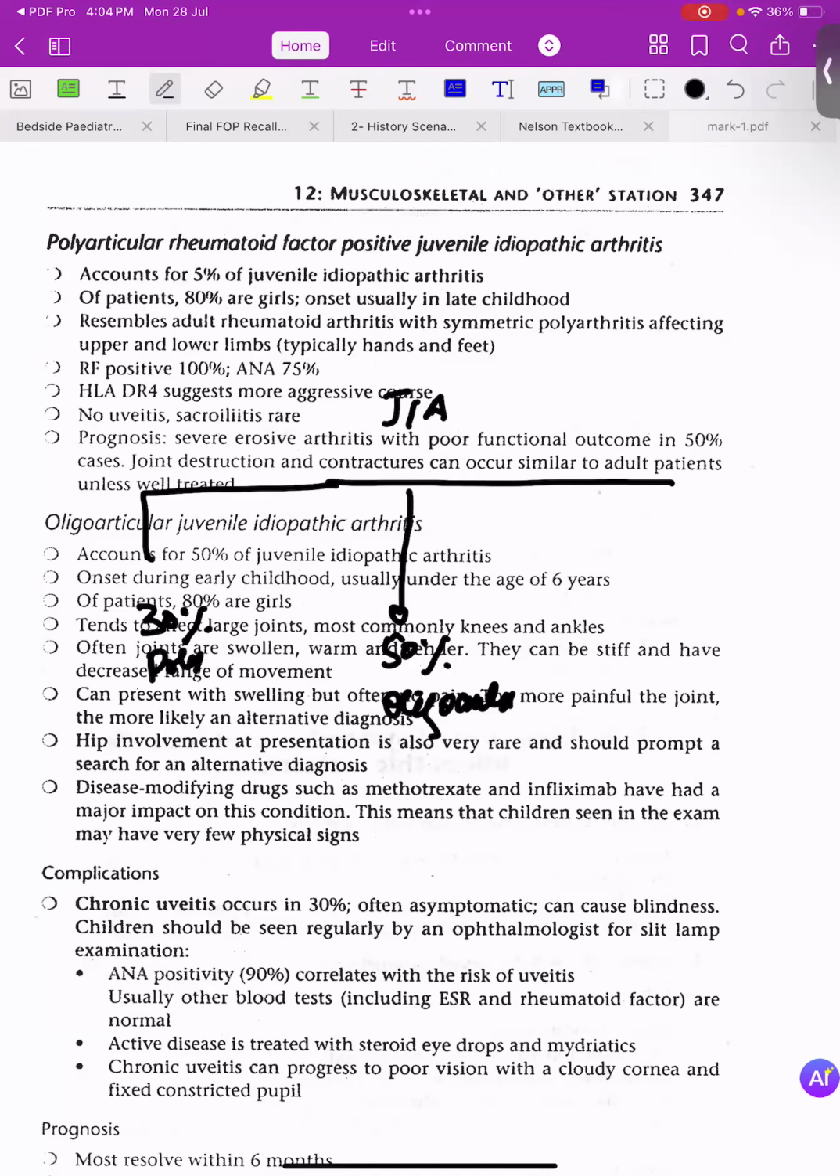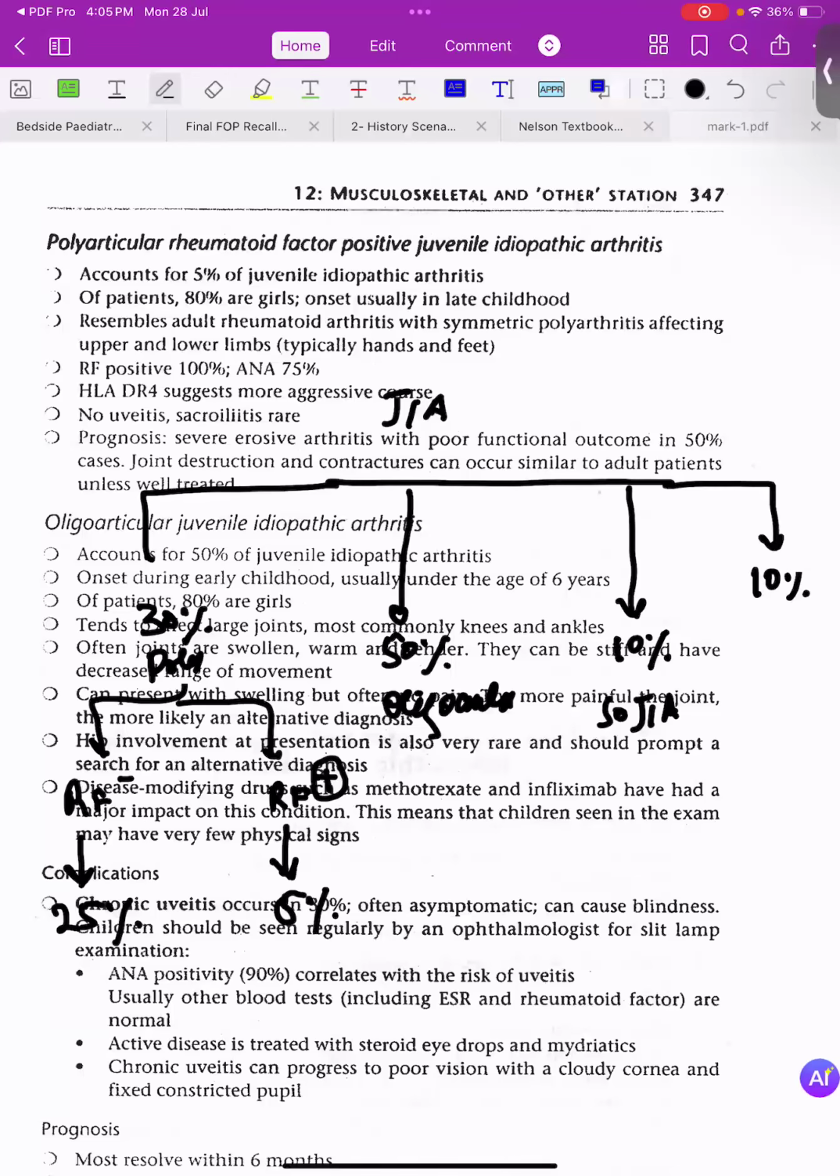polyarticular. In the polyarticular, we will divide it as rheumatoid factor negative and rheumatoid factor positive. Luckily, just 5% are rheumatoid factor positive, and 25%, those having good prognosis, are rheumatoid factor negative polyarticular JIA. 10% of the patients present with systemic onset JIA, and 10% present with enthesitis related arthritis.